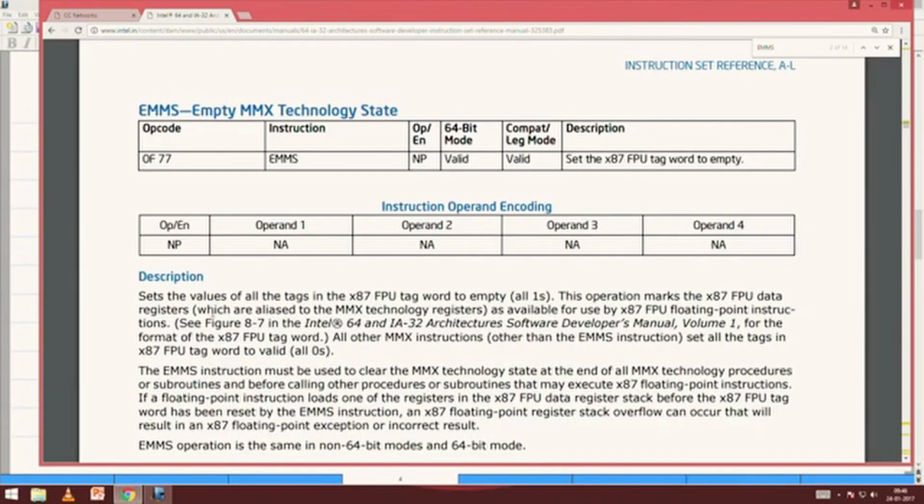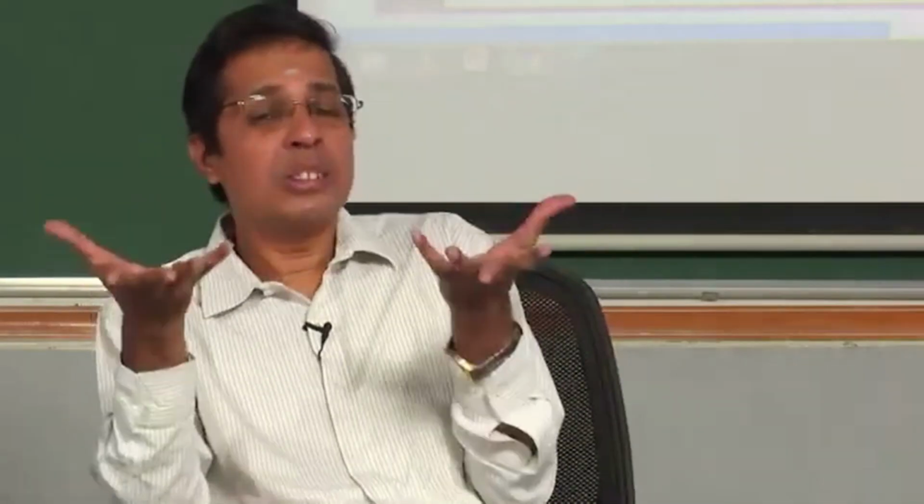So if you read this, it sets the values of all the tags in the x87 FPU (floating point unit) tag word to empty. This operation marks the x87 FPU data registers, which are aliased to the MMX technology registers, as available for use by x87 FPU floating point instructions. Please note this word, aliased. Aliased means they are the same. So if I am executing multimedia instructions, then I have to put EMMS, and then I can start using floating point. So that's how, when I want to introduce an instruction into the architecture, I reuse the states.